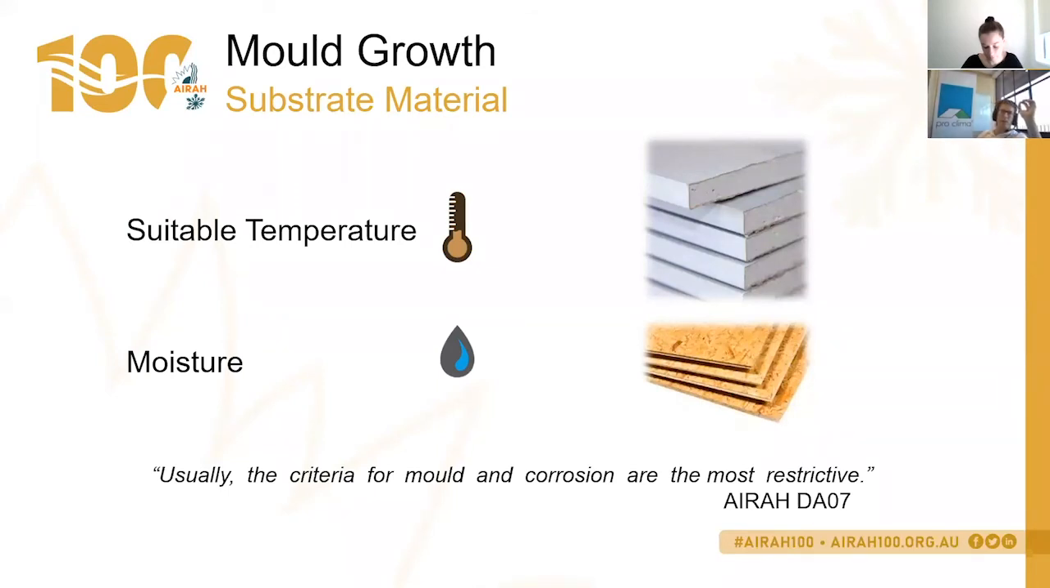So for mold to grow, and this is all about the health aspect of the building code, you essentially need a suitable temperature, you need moisture, and you need a food source, something yummy like timber or paper on gypsum board, which is cellulose based and mold loves to eat. But if you stop mold and corrosion from growing, so the criteria around mold and corrosion in AIRAH DA07 are the most restrictive. There are other criteria like timber rot, but if the building never goes moldy, then timber rot will never happen.